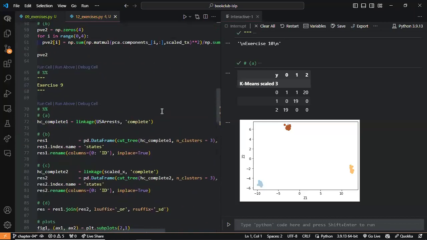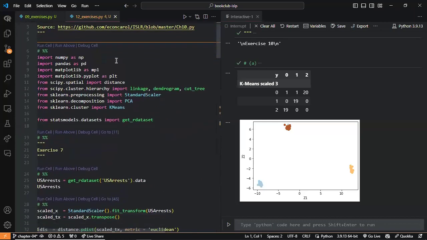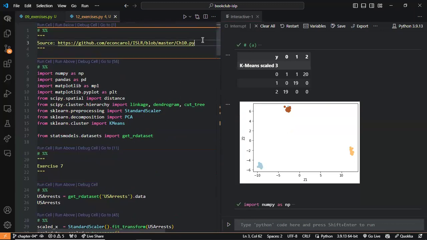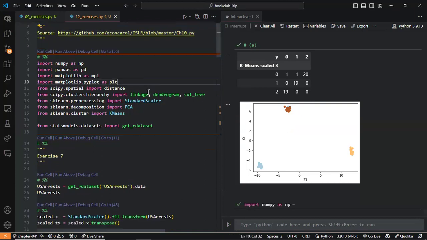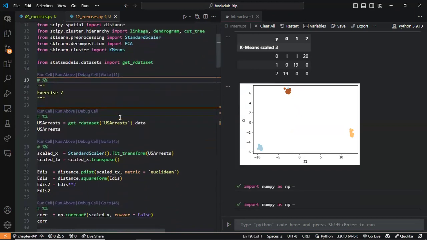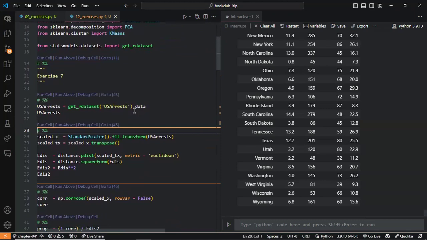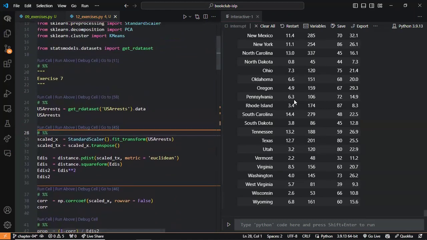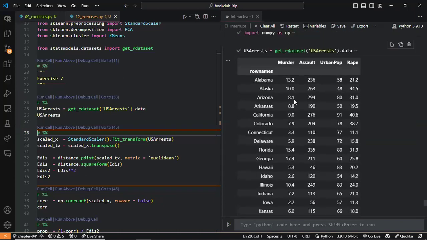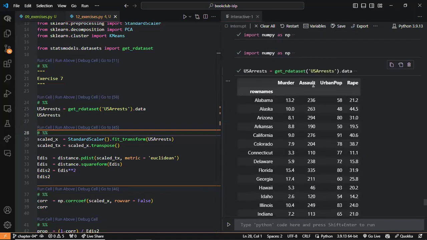So over here, let me first share the link of the economist who published these solutions. We load the USArrests dataset. In particular, there was a change over here compared to the code in GitHub. But the main idea is that we have four predictors: murder, assault, urban population, and rape.